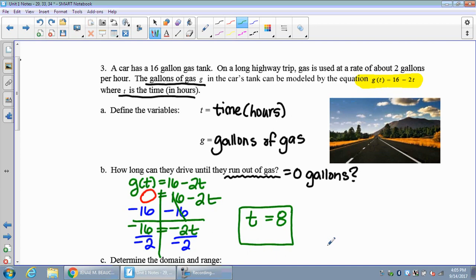T equals 8 is the mathematical answer, but I want to make sure I know what the real world answer is. I was asked how long, so we were looking for time. In fact, we found t, and I can even come up here and see, hey look, t is time, hours. So it's going to take 8 hours of driving before you run out of gas. That's a pretty decent amount of time.